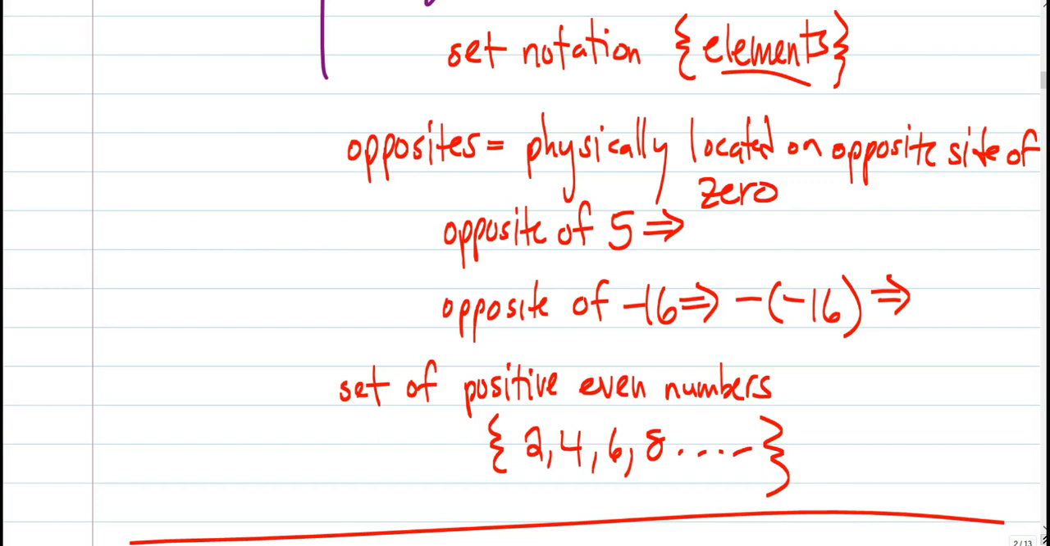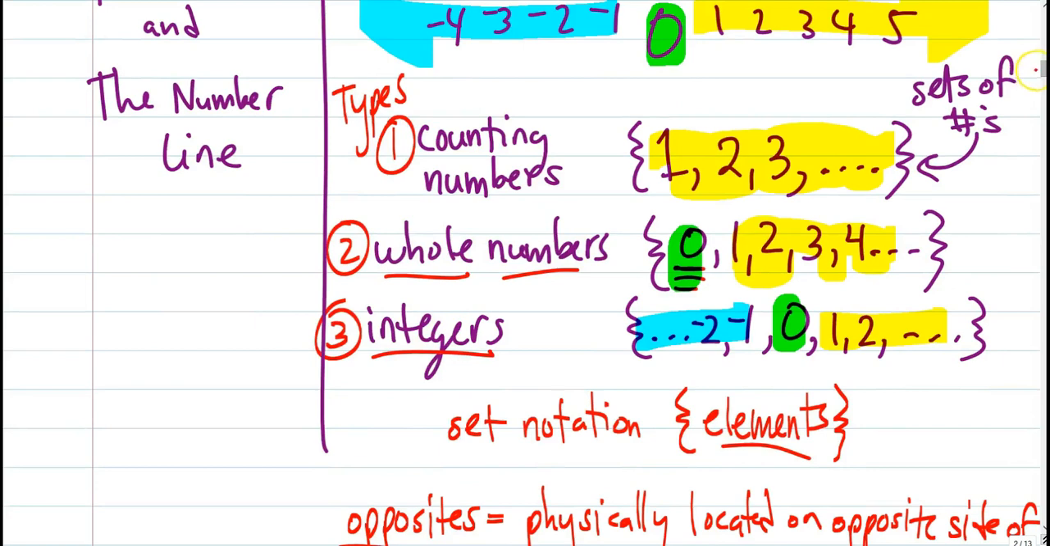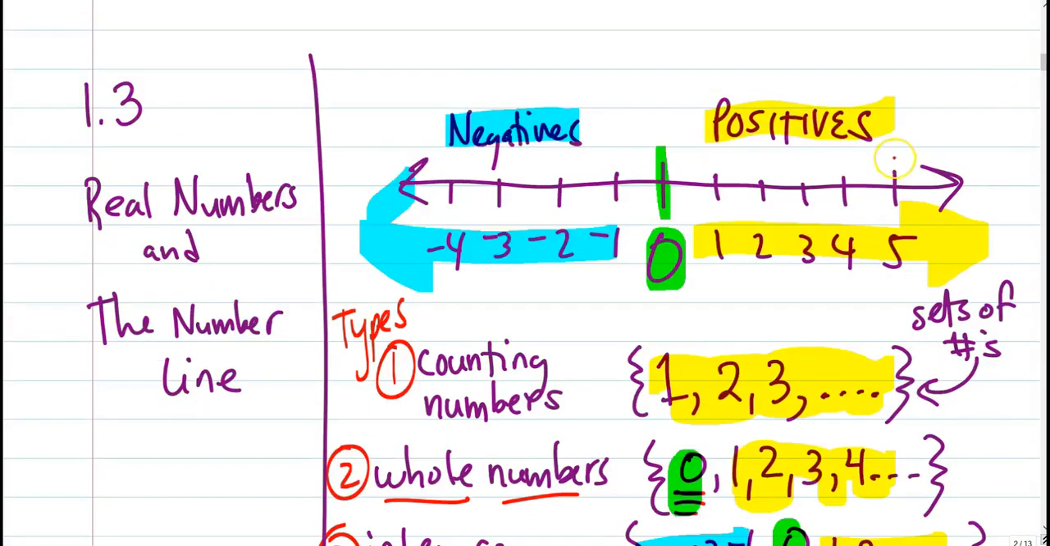Another term that they're going to be using, like I said, a lot of definitions, is the opposite. What is the opposite of a number? Well, physically, if I'm talking about the number line, it's on the opposite side of 0. So if I do the opposite of 5, I go up to the number line, find 5, and jump all the way to the opposite side of 0, I would get to negative 5.